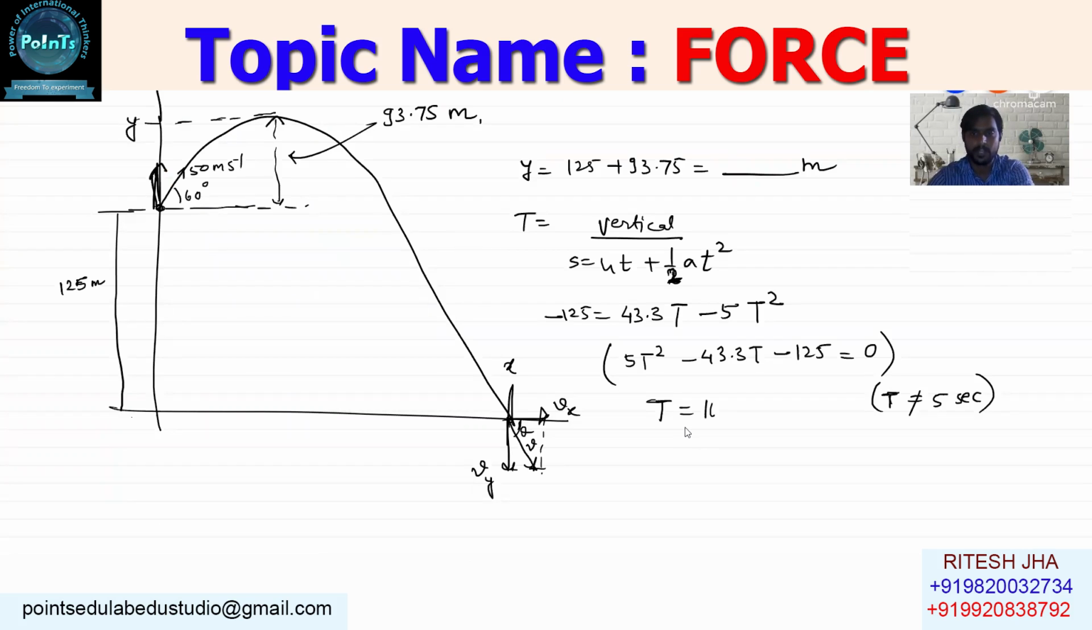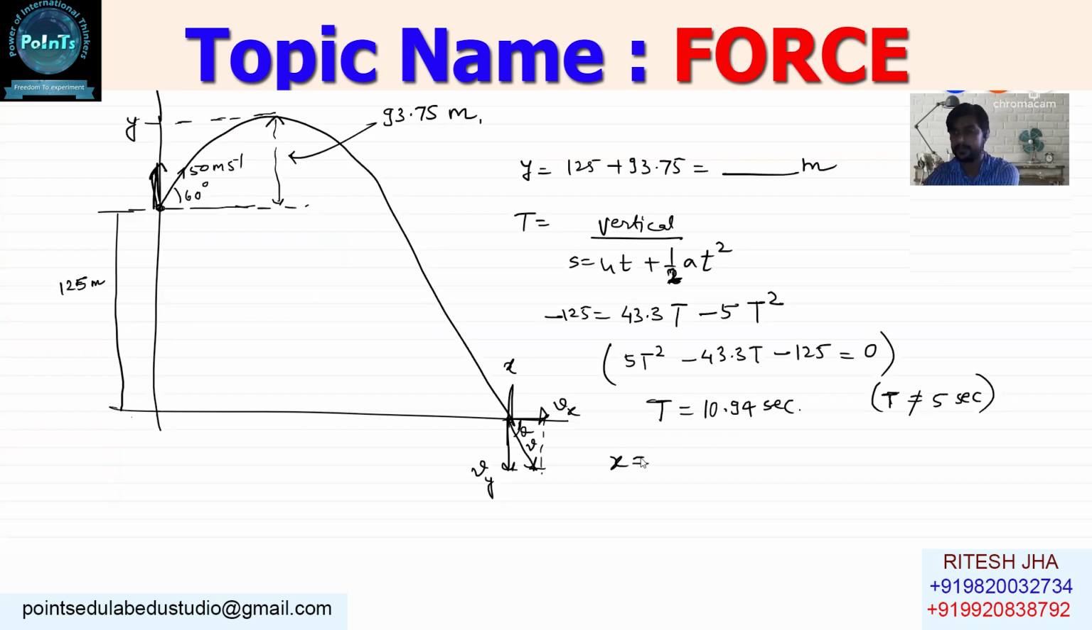So t is equal to 10.94 seconds. This is the answer that we'll be getting. It's damn simple, isn't it? All right. So we got the time. Now, how will you get the value of x?